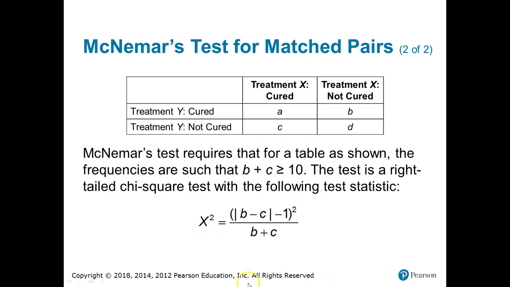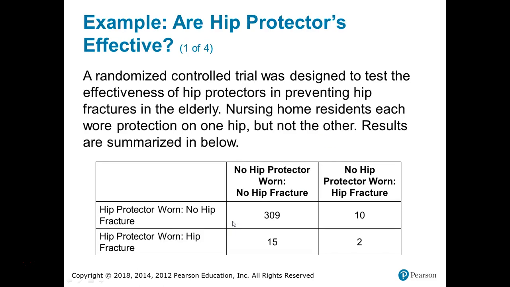Here is our test statistic for these types of problems. Again, here's your Punnett square, if you would, of treatment X and then cured when compared with treatment Y. So here are your B and C values. Just kind of see where this test statistic equation comes from.